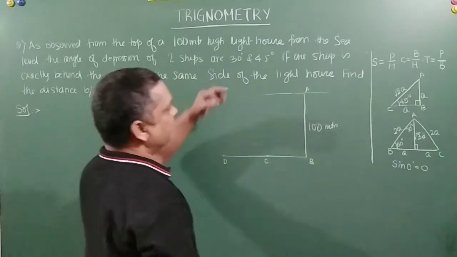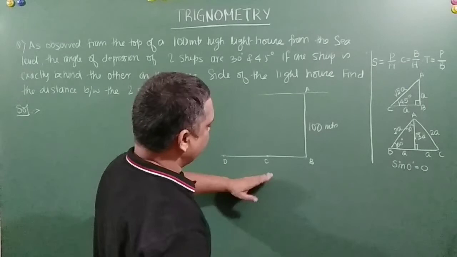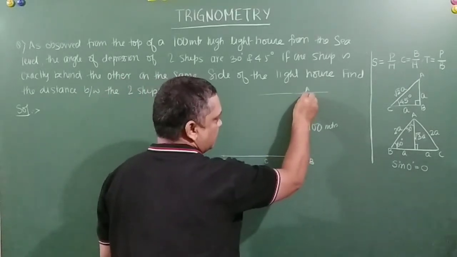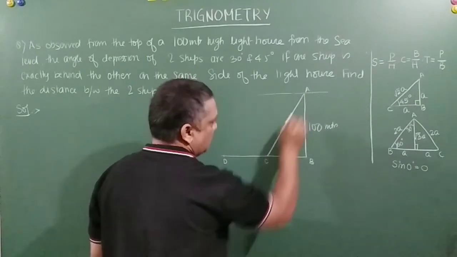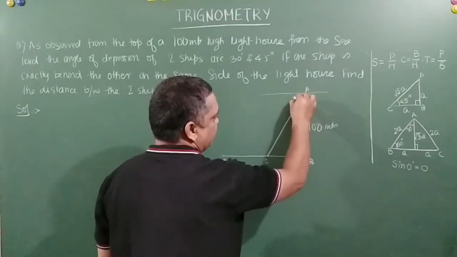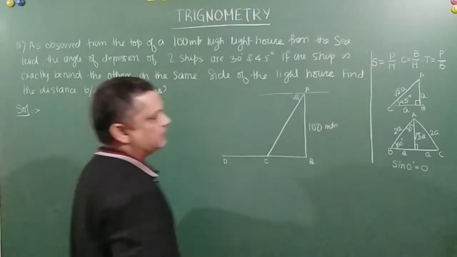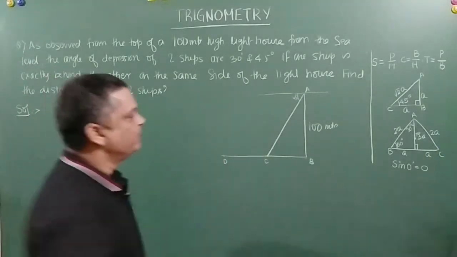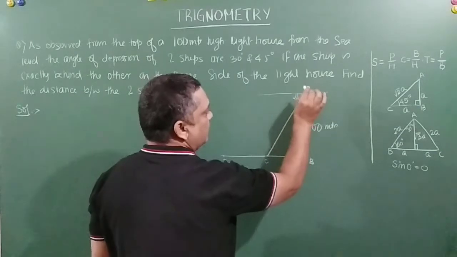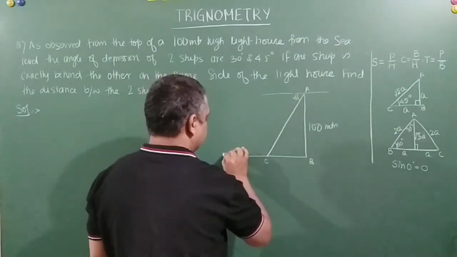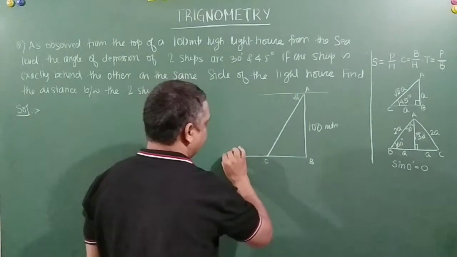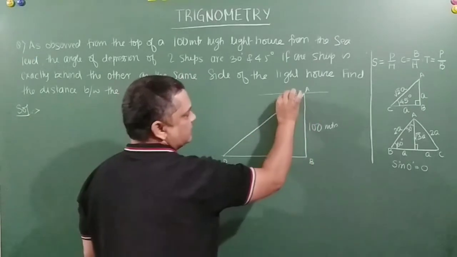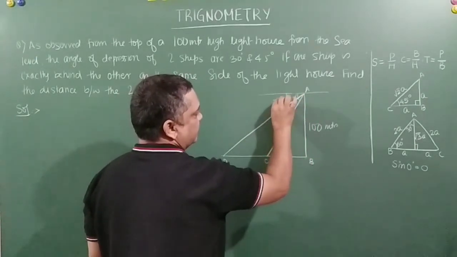Now the angle of depression for one of the ships is equal to 45 degrees. That means this angle is 45 degrees. Right? This is the angle of depression. Correct. For the ship C. Okay. Now one more ship is here. The angle of depression for this ship, let's call this 30 degrees. This is 30 degrees given.